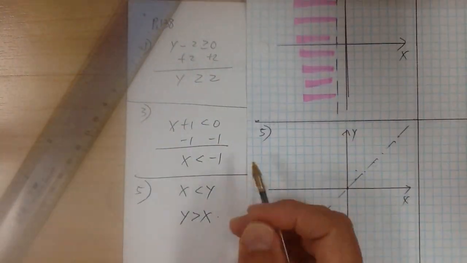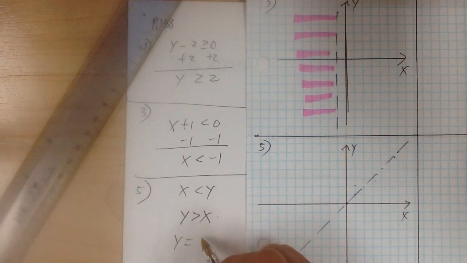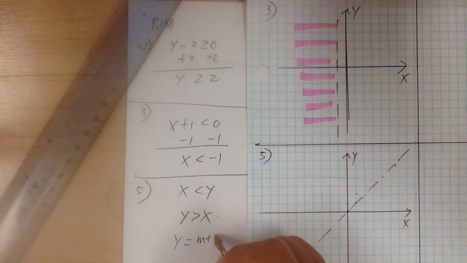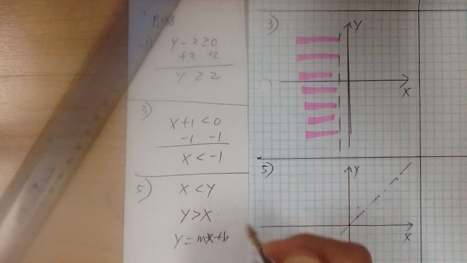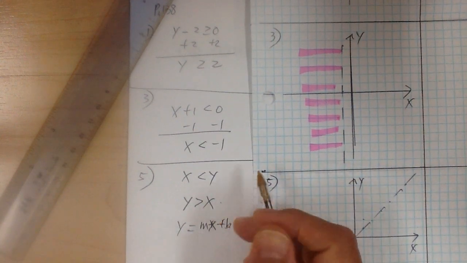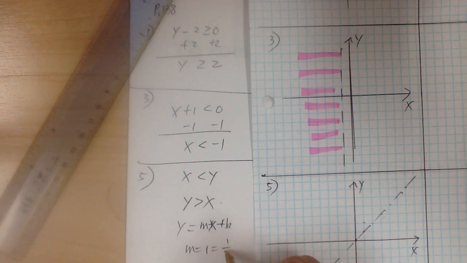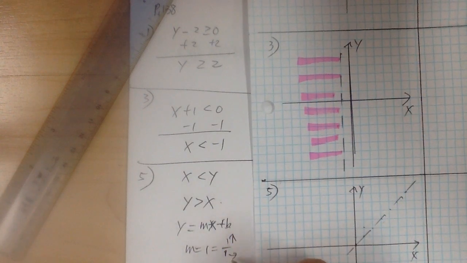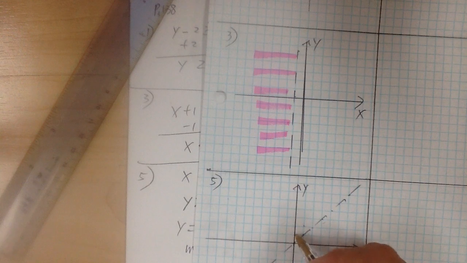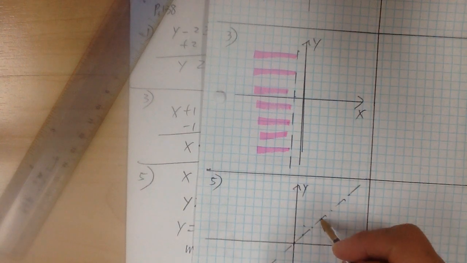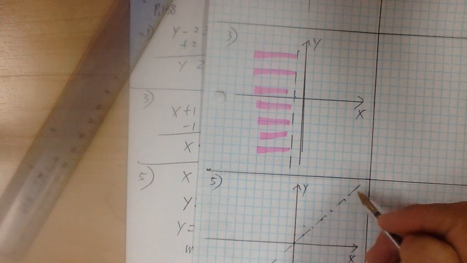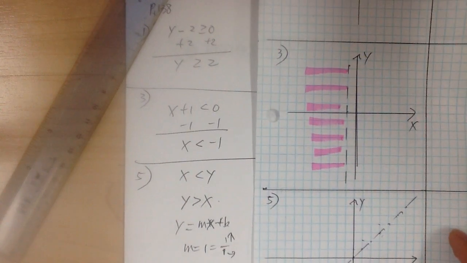Again, if you don't get that, think of your mx plus b. So the slope equal to 1, so you put 1 over 1. You start at 0, so you go up 1 over 1, up 1 over 1. So you get all these points, right? Up 1 over 1. So that's your dashed line.